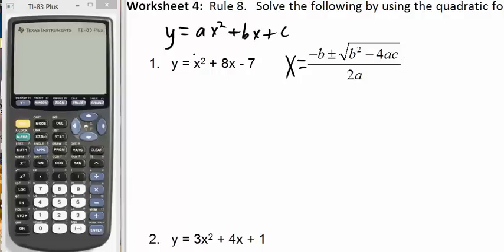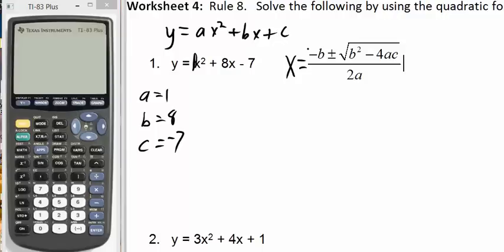So in this case, there's a 1 in front of here, right? We've worked with that before. A is equal to 1, B is equal to 8, and C is equal to negative 7. So you can solve any problem by taking these values and plugging them into this equation and then solving it out. So let me show you how that works.